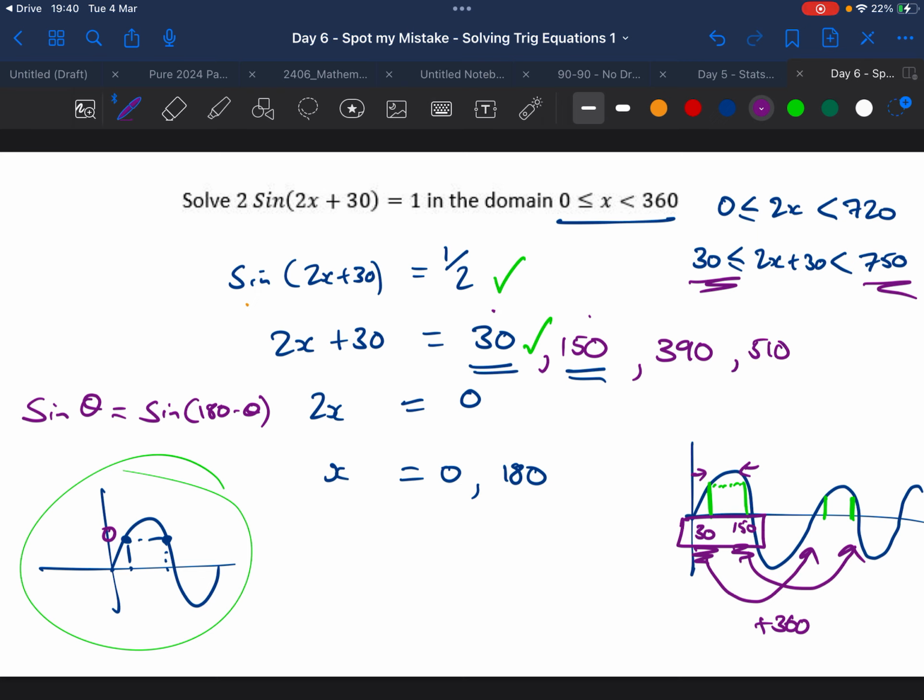And it's not a bad idea just to check, this one over here. So that would be 30 plus 360 plus another 360. Let's do it just in case. So 30 plus 360 plus 360 is 750 but 750 is not included. Okay, so from here you're going to be able to answer it.